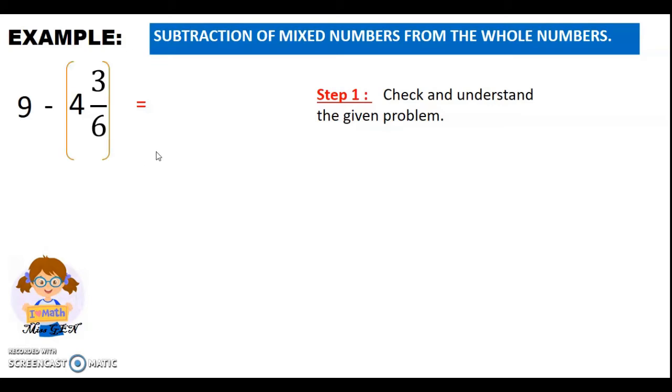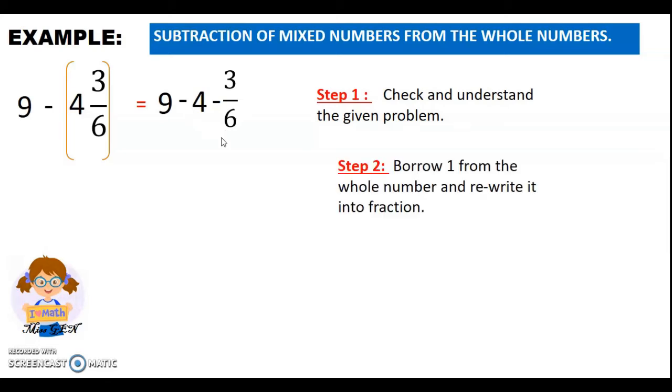We should understand that we should put this mixed number in a group or enclosed in parentheses so that we can apply the distributive property. So we will rewrite our problem. 9 minus 4 minus 3 over 6, because 3 over 6 should be subtracted from 4, which is our whole number. So let's go to step 2.